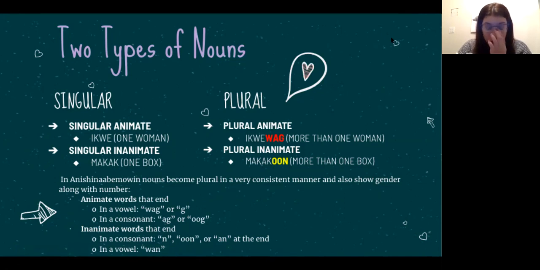When these nouns become plural, they can also show gender. For animate words that end in a vowel, like ikwe ends in an E, you would add W-A-G or just a G. If it ends in a consonant, you'd add A-G or O-O-G. If it's an inanimate word, like makak, that ends in a consonant, which is a K, you would add N, O-O-N, or A-N at the end. If it ends in a vowel and it's inanimate, you might add W-A-N. The best way to know this is to look it up in the dictionary as well. Maybe I still have Ikwe open, let's see.